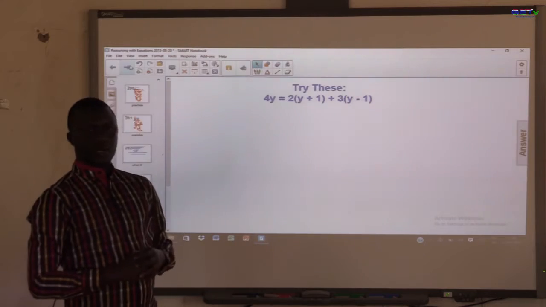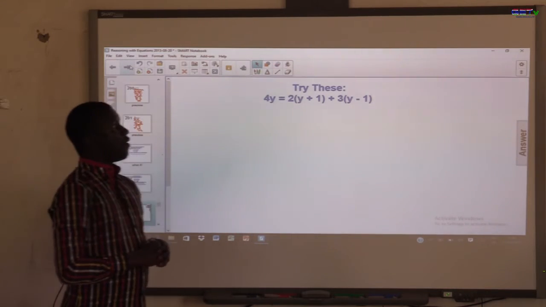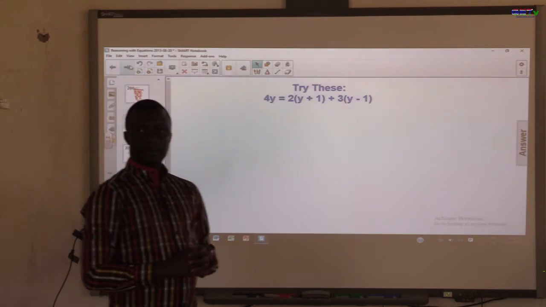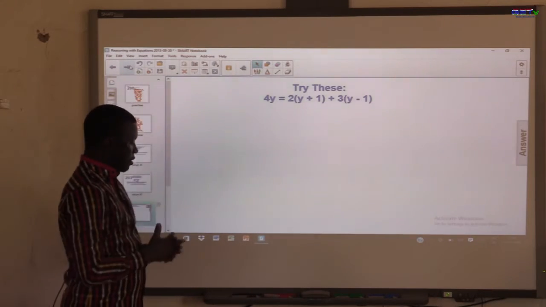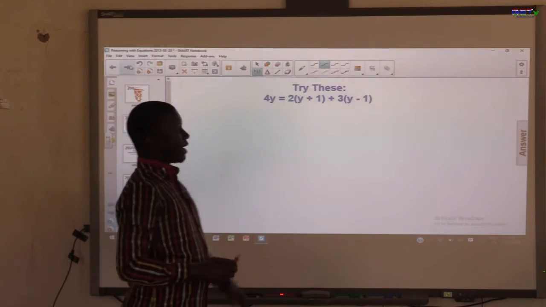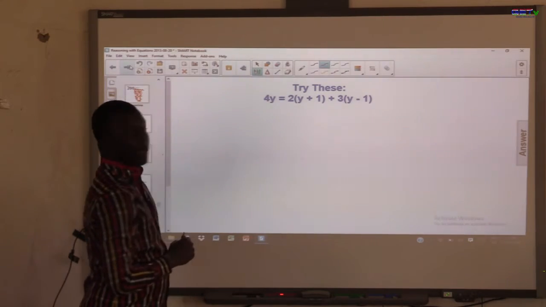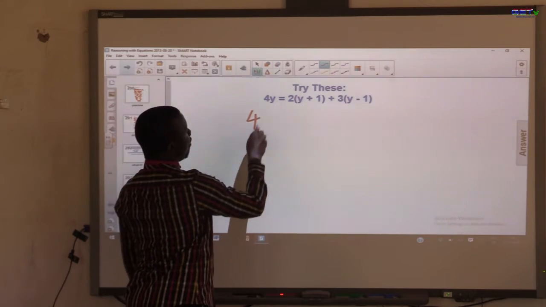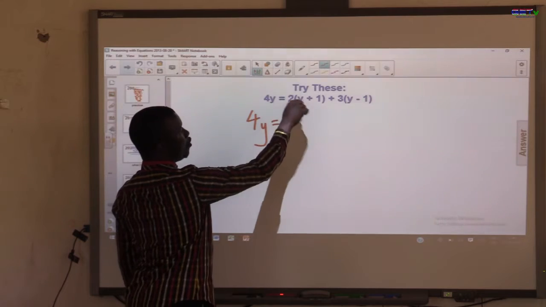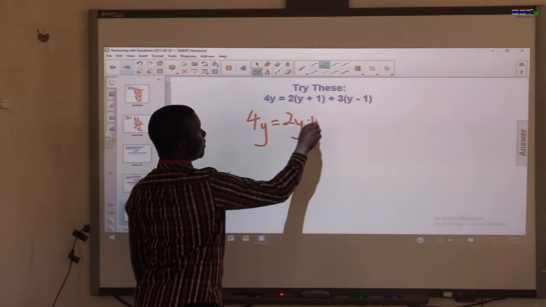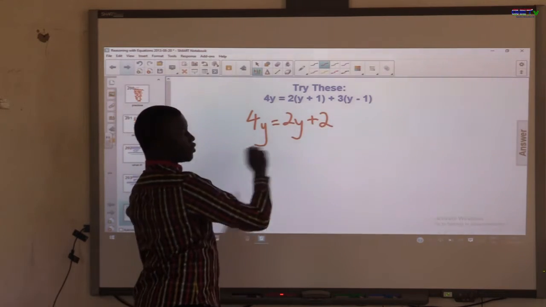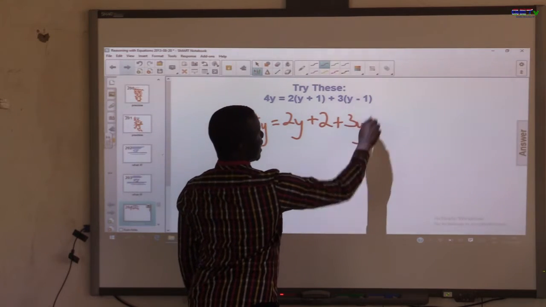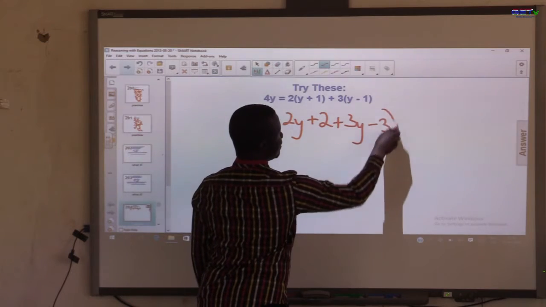We have to try this one as well. 4y equals 2 times the quantity y plus 1, plus 3 times the quantity y minus 1. First, we expand our brackets. Can we do this together? I expect you to be doing this ahead of me. So we have 4y is equal to 2 times y, 2y, plus 2 times 1 is 2, plus 3 times y, 3y, plus 3 times negative 1 is negative 3.